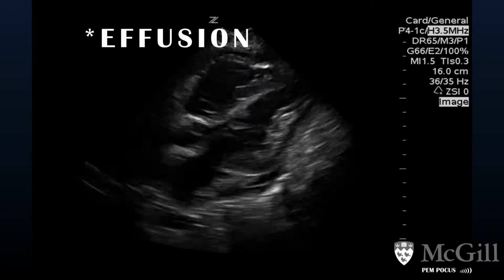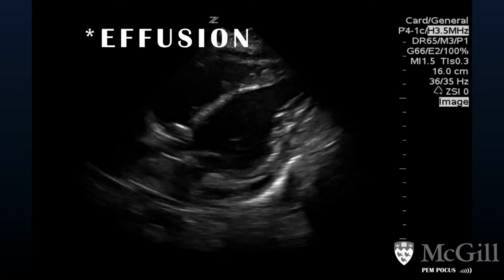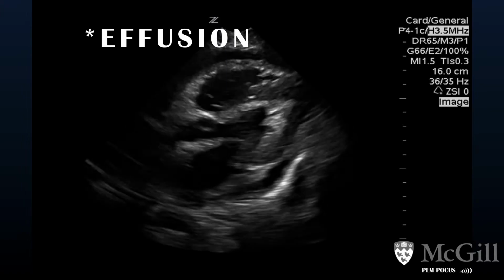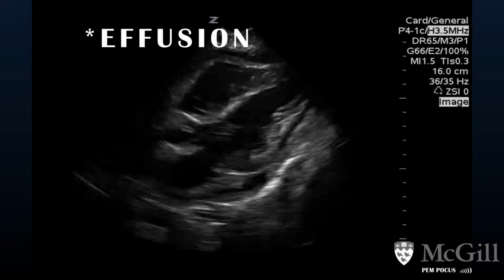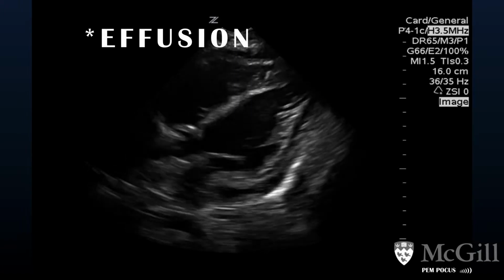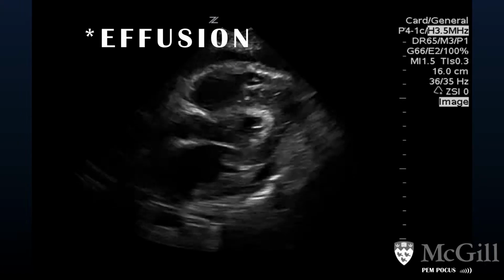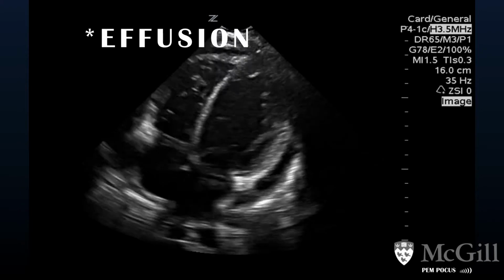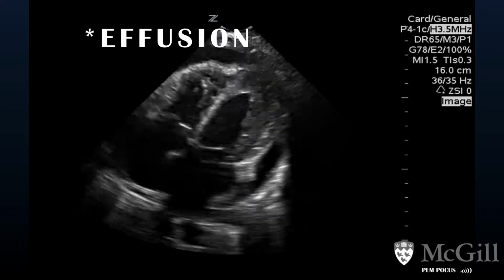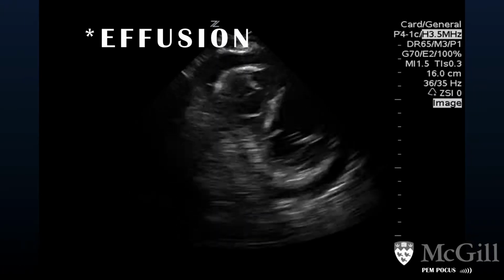In this video, you can see that the black fluid in between the visceral and parietal layer of the pericardium is thicker. The effusion is seen in both systole and diastole. This is an important feature that helps distinguish physiologic and pathologic fluid. A pericardial effusion should be seen in both cardiac cycles. The effusion is now seen in the apical four-chamber view and in the parasternal short view.